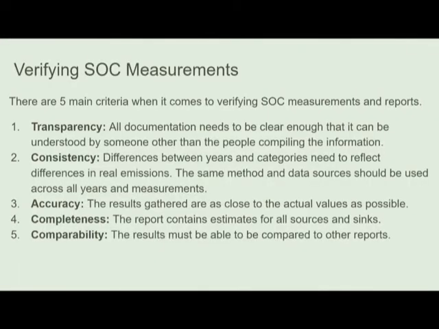There are 5 main criteria when it comes to verifying soil organic carbon measurements and reports. The first is transparency. All documentation needs to be clear enough that it can be understood by someone other than the people compiling the information. The second criteria is consistency. Differences between years and the categories need to reflect differences in real emissions. The same method and data sources should be used across all years and measurements.